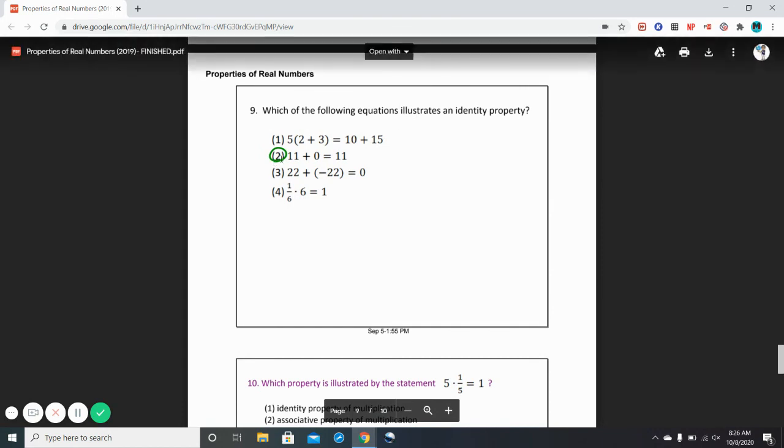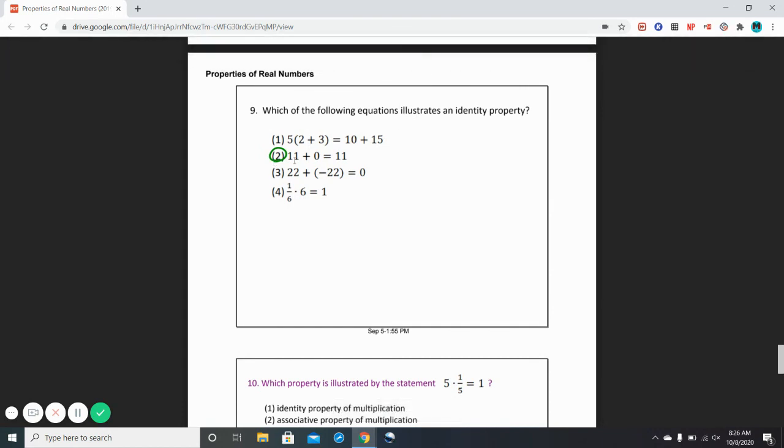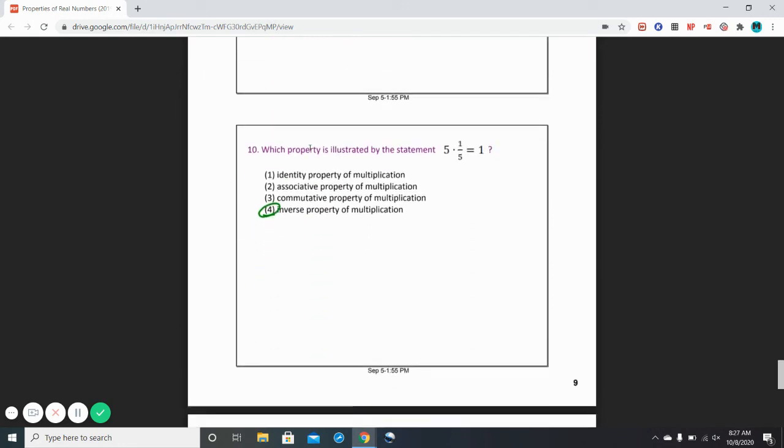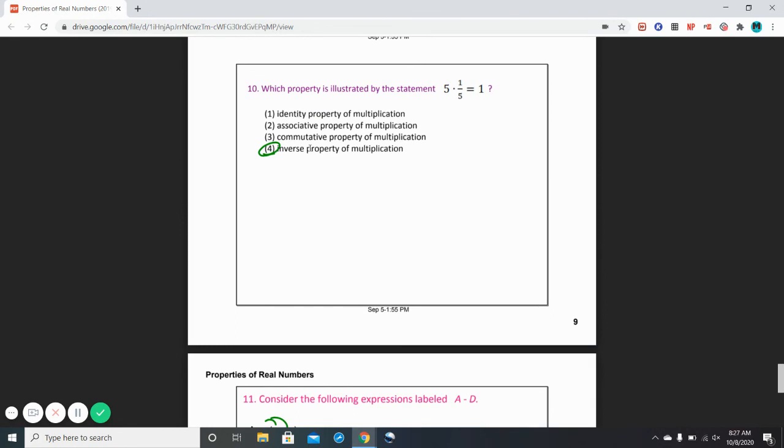Which illustrates the identity property? Remember, it keeps its identity. The first number plus 0 gets you the first number. Number 2. Which property is illustrated by the statement 5 times 1/5? Remember the reciprocal. Don't forget the reciprocal is when it flips and the whole number turns into a fraction. That's the inverse property.